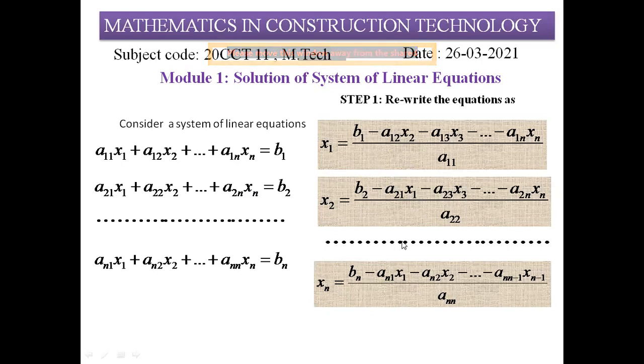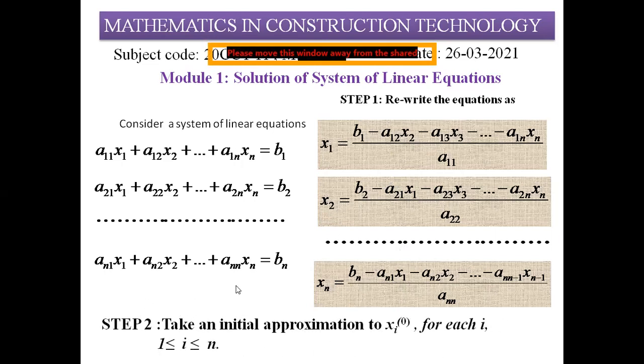If it is not given, you are free to select. What you can do is, if it is not given, you assume that all the variables x1, x2, etc. xn are 0. Zero means in the beginning we are assuming that there is no profit or no loss for that problem. So take the initial approximation.